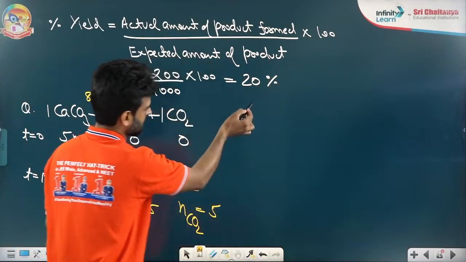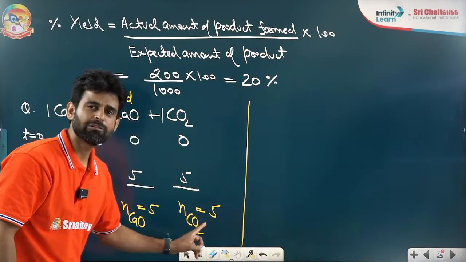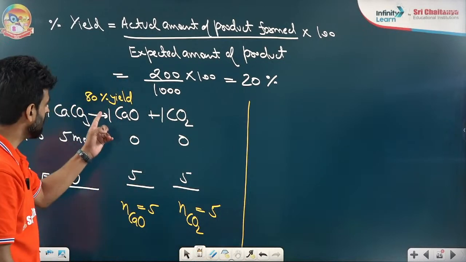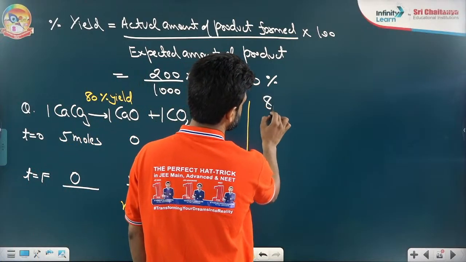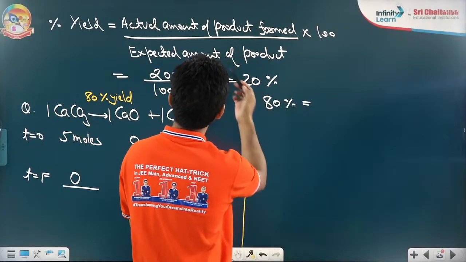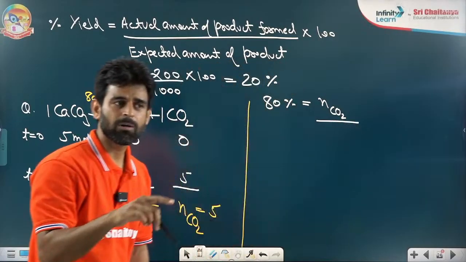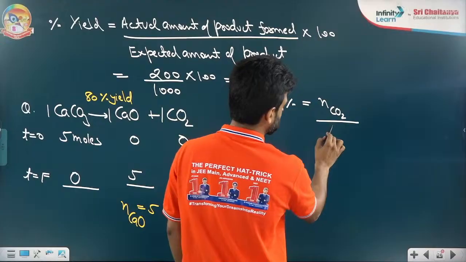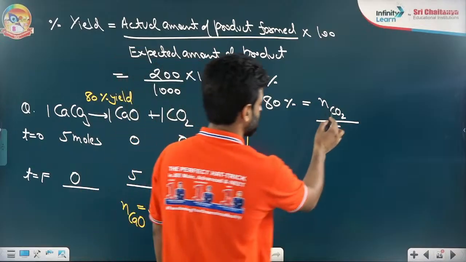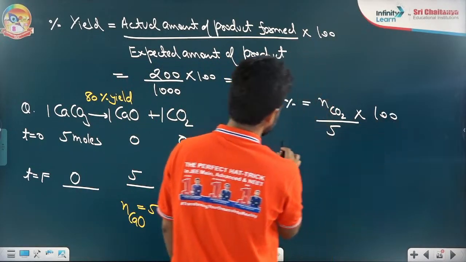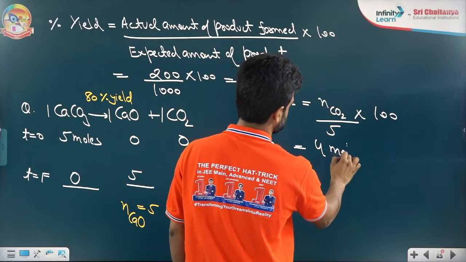Now look at the formula, it's very clear. From the reaction, we were expecting that I will get 5 moles of CO2. But the yield is only how much? 80%. So how much is the actual? Look at this. 80% is the yield. I want to find the actual moles of CO2. What is the expected? 5 moles. The expectation was 5. Here 5 into how much? 100. If you solve from here, the actual moles of CO2 come to only 4 moles, right?